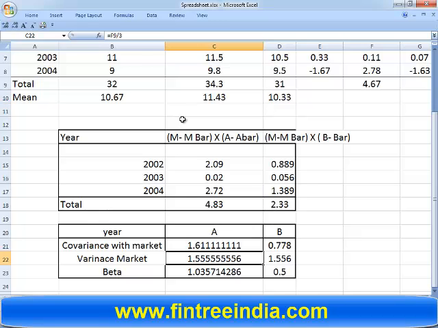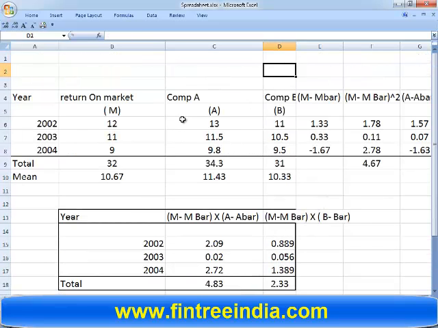How did I get variance? Summation of m minus m bar square 4.67 divided by 3.